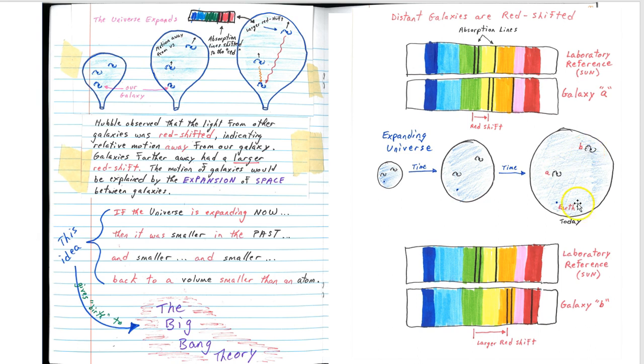Well, if we compare it to Galaxy B, that's down here. Here again is the laboratory reference, absorption lines from the sun, for example, and notice the shift is larger. And this means that the light from Galaxy B, traveling a greater distance, was stretched more by the expansion of the universe, of space in between. And as a consequence, Galaxy B is receding from Earth at a faster velocity. So the larger redshift means a greater velocity away from us. In this pattern then, where the nearby galaxies and the more distant galaxies have different speeds, is nicely explained by the idea of an expanding universe.